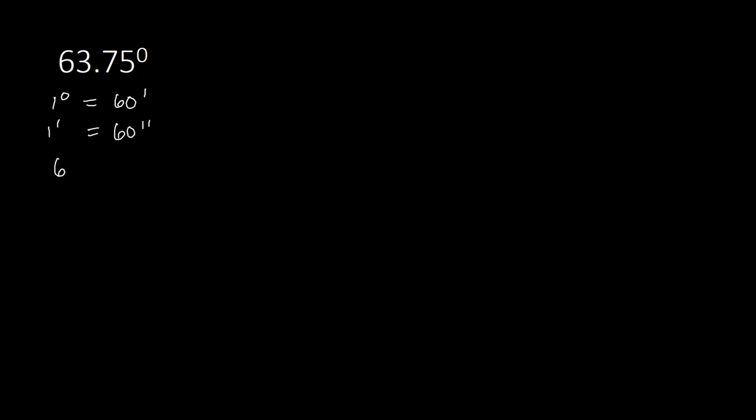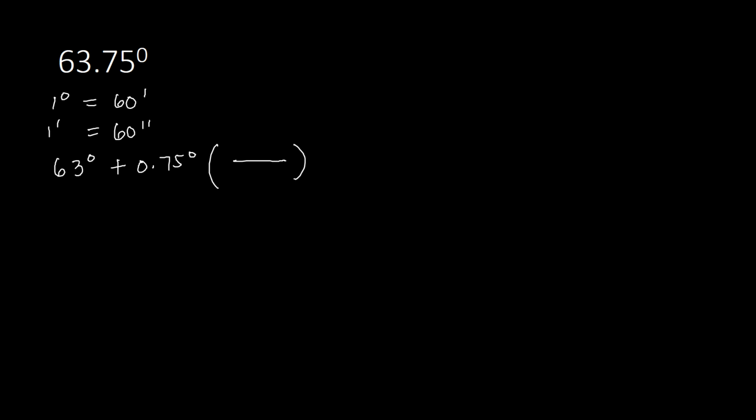So 63.75 degrees, we are going to separate the decimal part from the whole number part, because we can only convert the degree into minutes if we have a decimal part of the degree. So we have 63 degrees plus 0.75 degrees. We wish to convert that one into minutes.